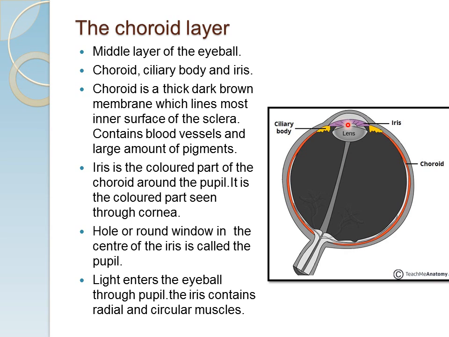Now here you can see the iris. The iris is the colored part of the choroid around the pupil, and you can see it through the cornea. We can see the iris of a person, either blue in color or brown in color. There is a round window at the center of the iris. Look at my pointer. This central hole is called the pupil. The light enters the eyeball directly through the pupil, and the iris contains radial and circular muscles.